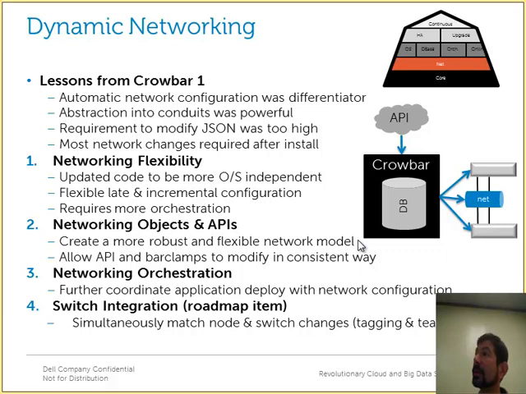So, yeah, everything we're doing here is really the result of a lot of field experience on Crowbar 1. Everybody on the team has learned this the hard way. So in networking, right, the first thing we know is that configuring networking is a huge differentiator in the field. It makes a tremendous difference in deployments. Nobody else does it. And the fact that we can script a network change is amazing. The conduits especially were very powerful. I think we extend those in Crowbar 2 in positive ways.